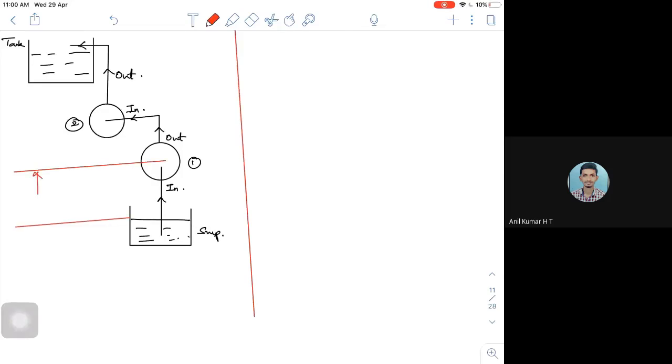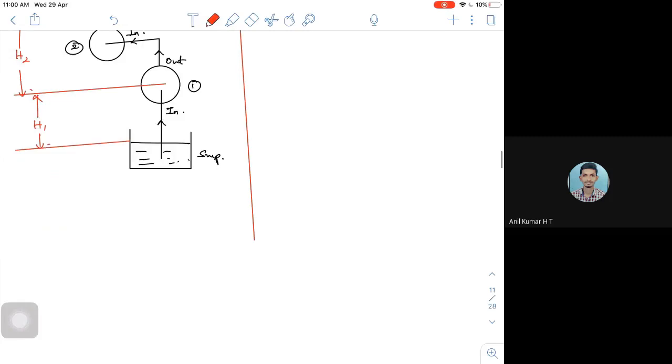Okay, if I call this H1, that is for pump 1, and the second pump is working under this head. So whenever I want to increase the head of the pump, that means increase the pressure head, to be very precise. So if I want to increase the pressure head at the same discharge.